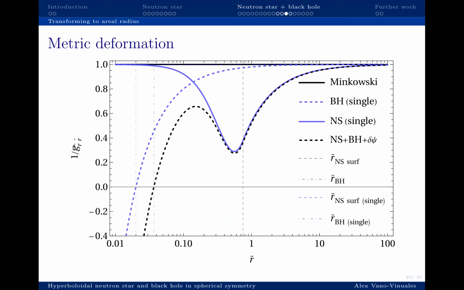Once that is done, then one can indeed calculate g_rr, in this case 1 over g_rr, so it's easier to look at in the plot. Here we are looking at it with our Schwarzschild or areal type radial coordinate in log scale.